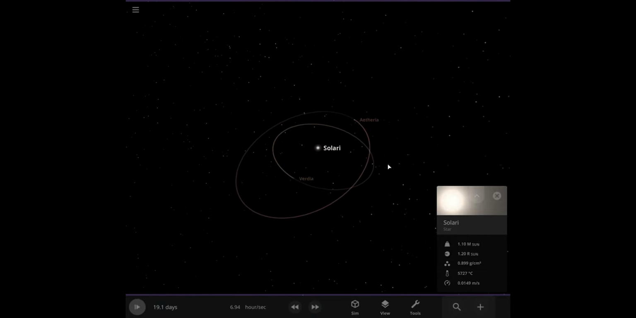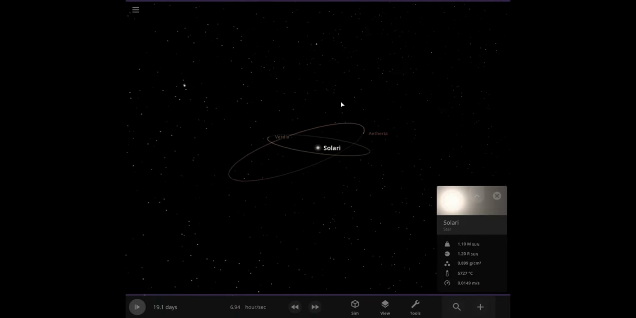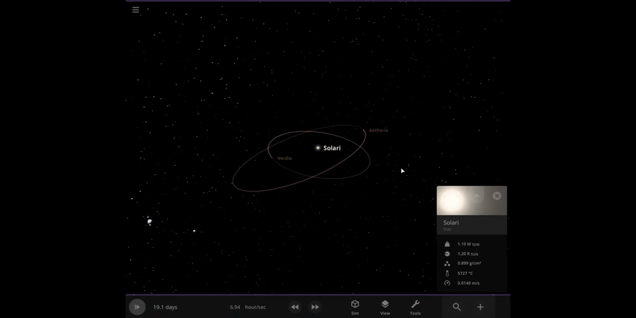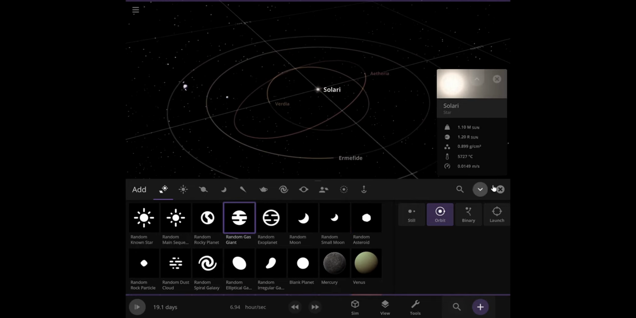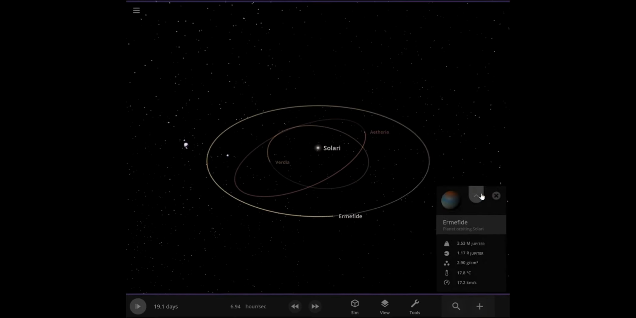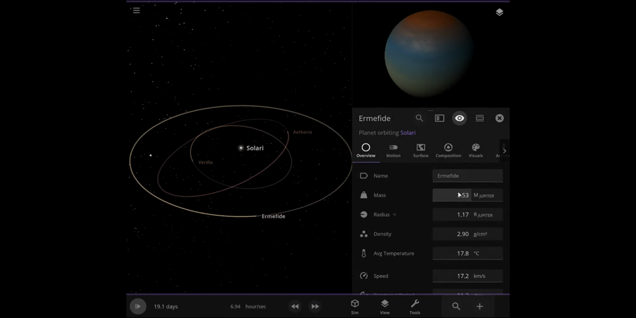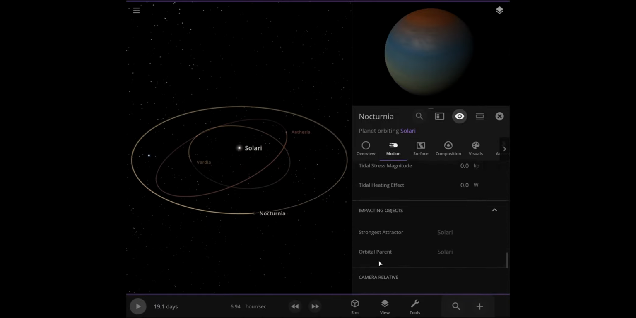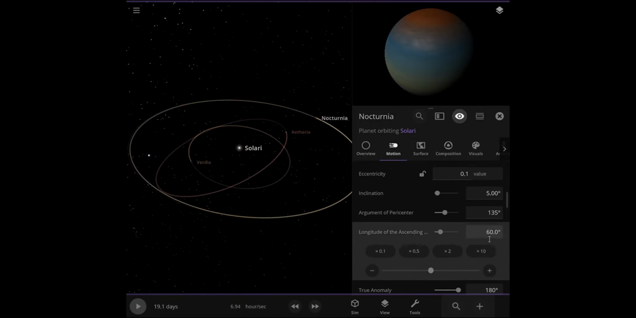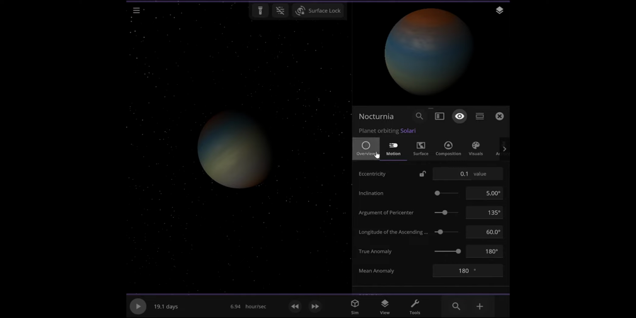We're starting to wrap up because, funnily enough, the Solari system does not have a whole lot of planets, but it does have a fourth gas giant known as Nocturnia. And I will get the different things in a bit, okay? Okay, and that's the orbit of Nocturnia.